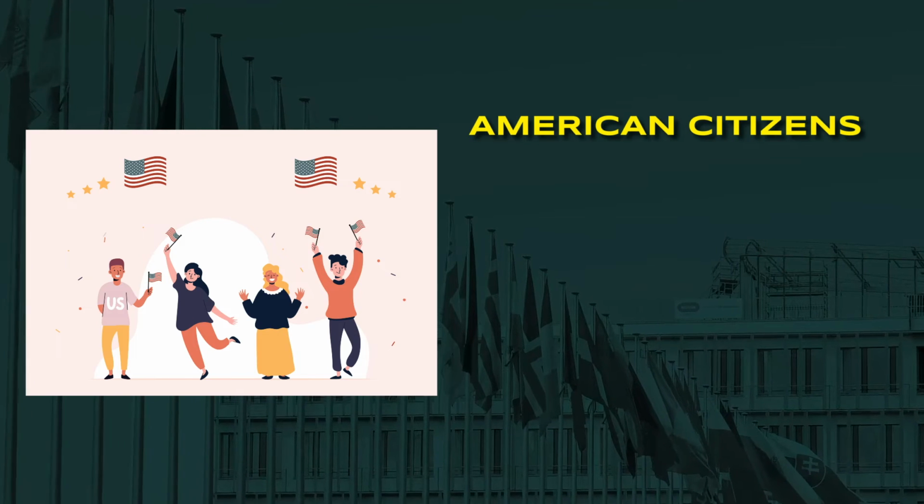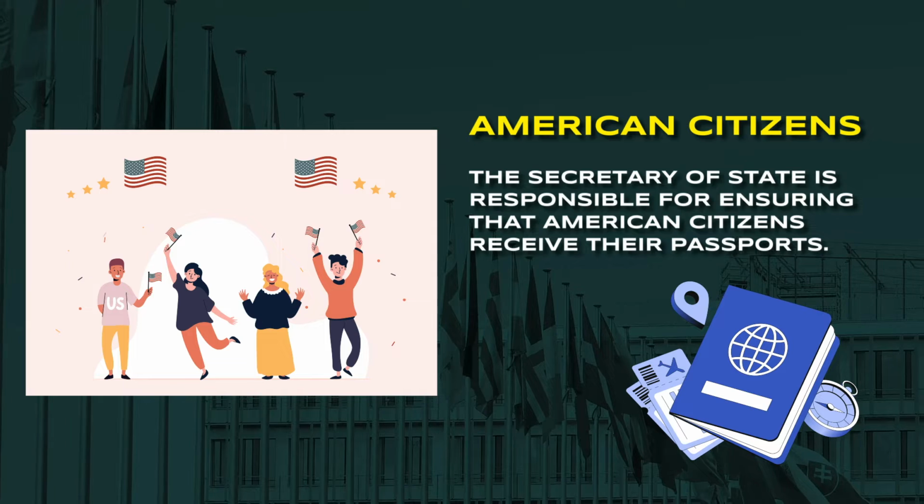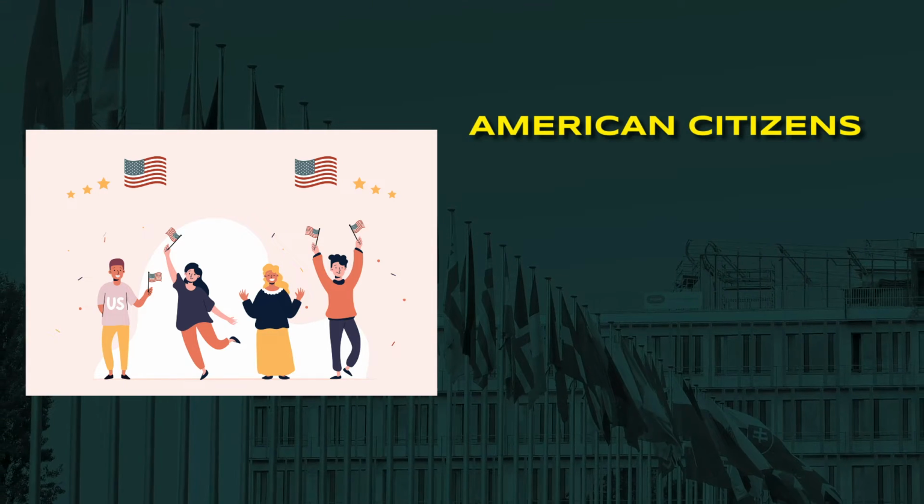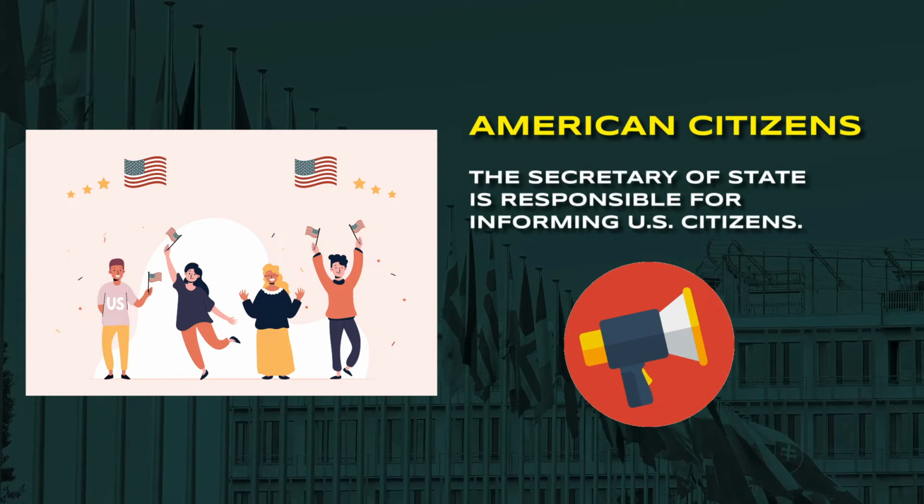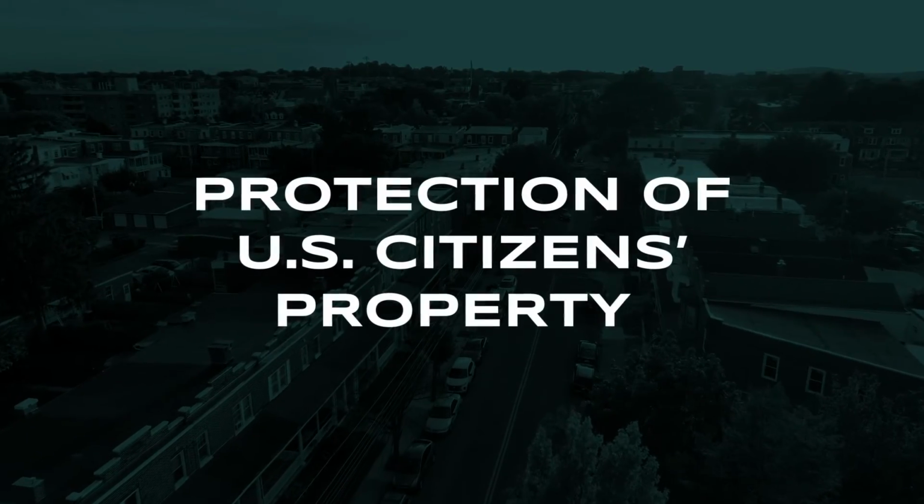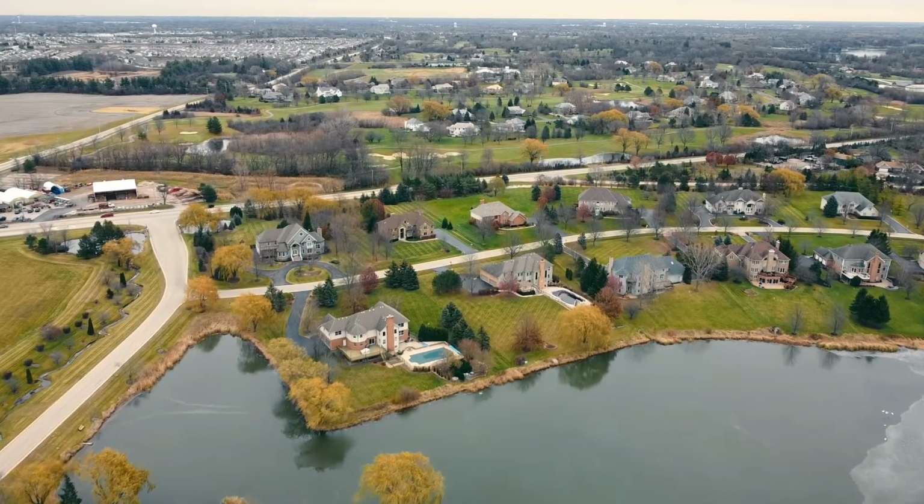So in terms of U.S. citizens, on the most practical level, the Secretary of State is responsible for making sure that American citizens get their passports. Also, the Secretary of State is responsible for informing U.S. citizens of what is happening in foreign countries, and this can be in regards to social, economic, humanitarian conditions, just to name a few. And lastly, protection of U.S. citizens' property and interest in foreign countries.